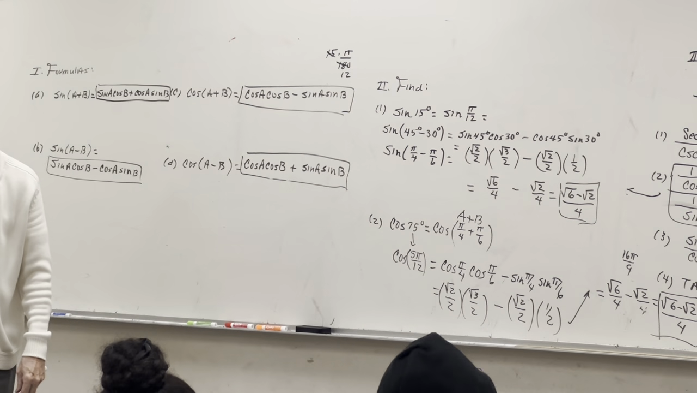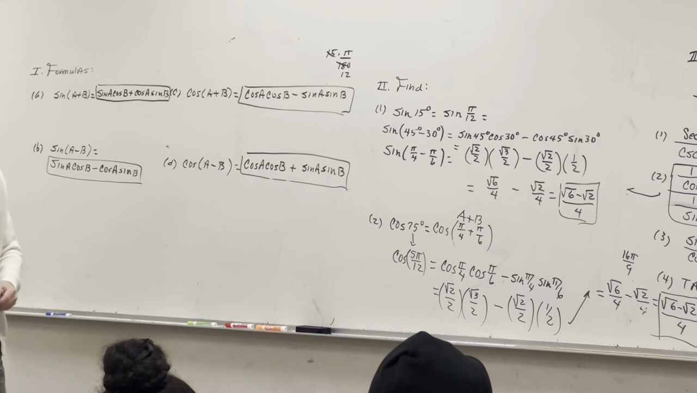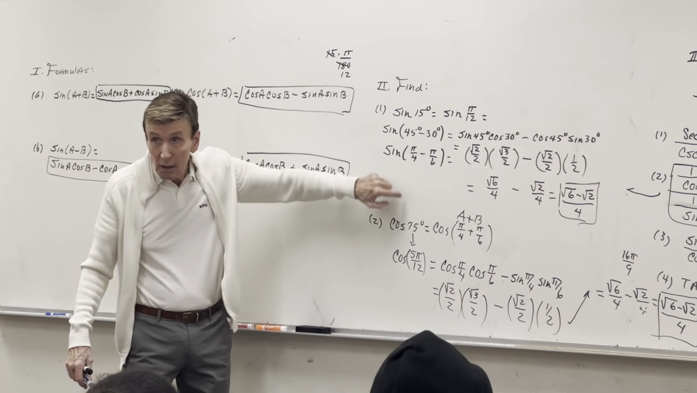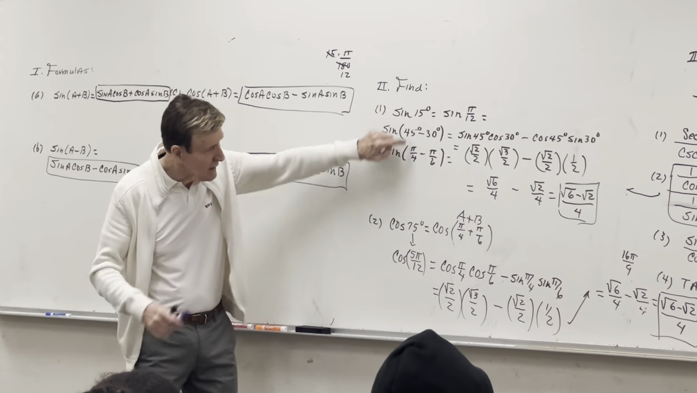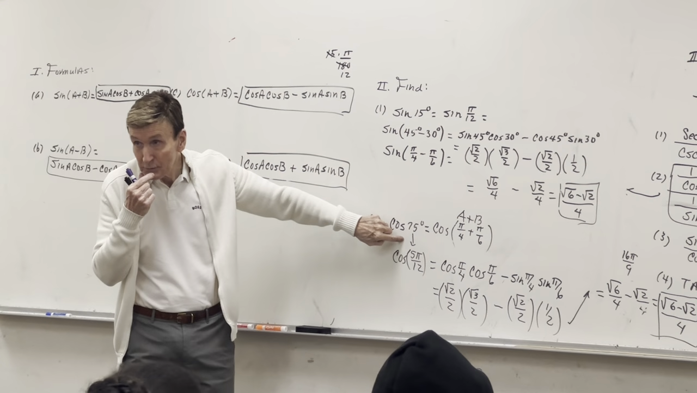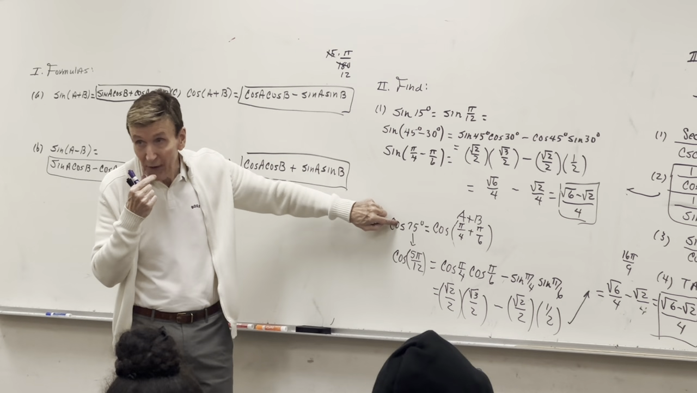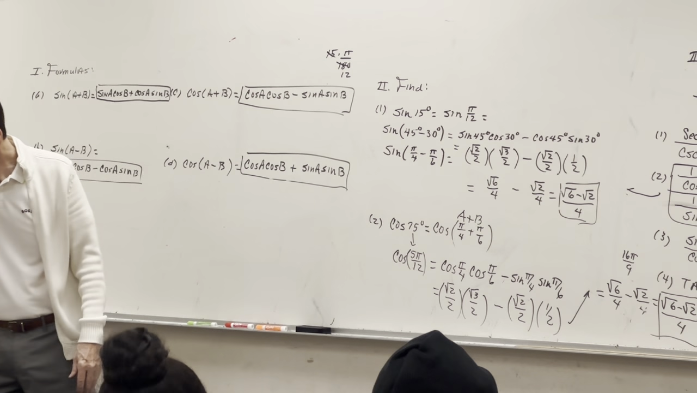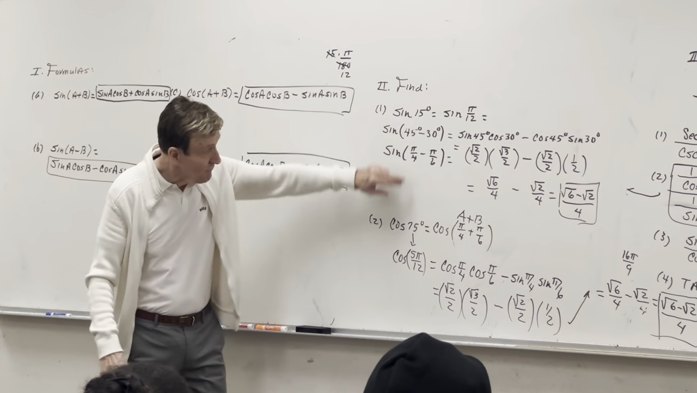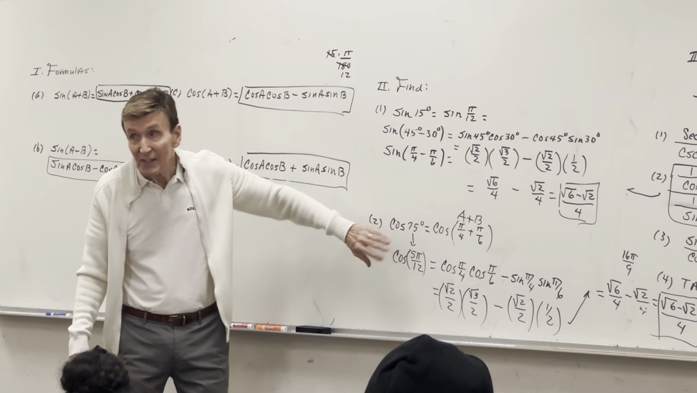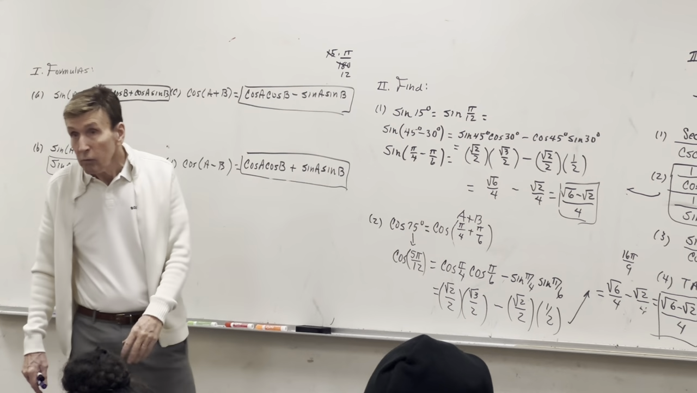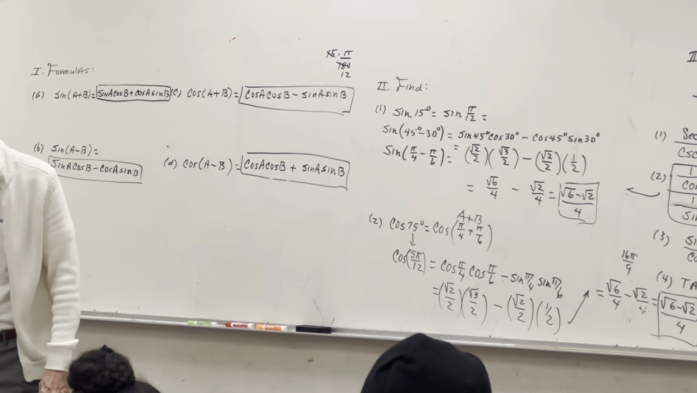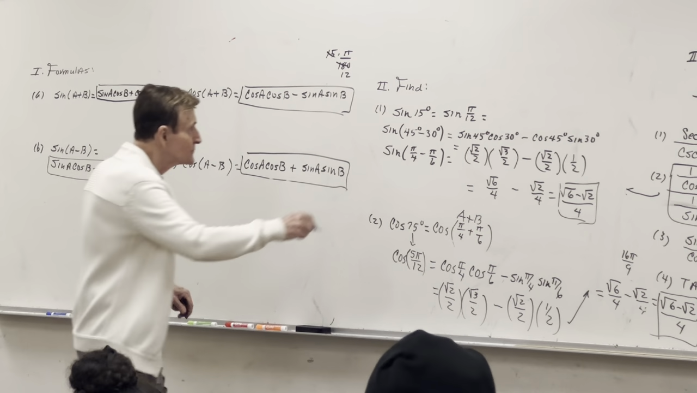Now, I'll give you a little hint. I'm not writing anything on the board right now. I gave you 15 and 75 on purpose. If I had given you 15 and 60, not 75, it would not have worked. If I had given you 15 and 40 degrees, not 75, this would not work. What's so special? If we sum the angles, it will give us 90.